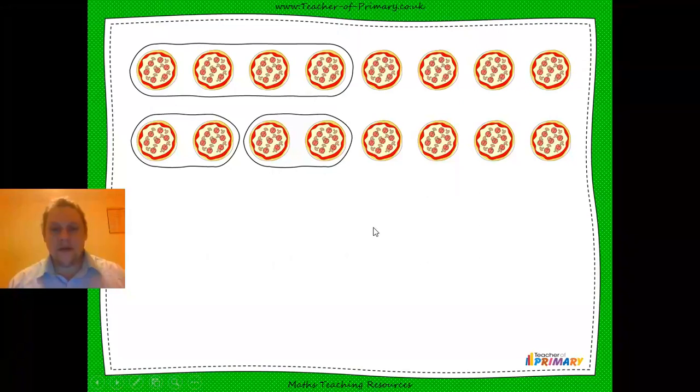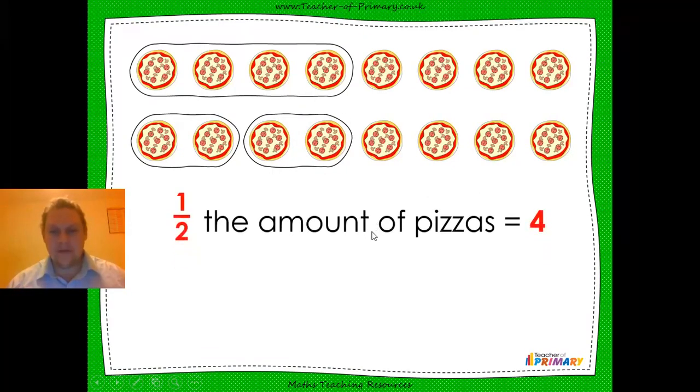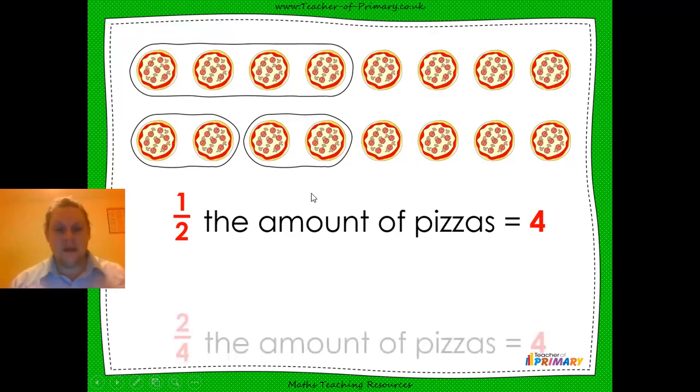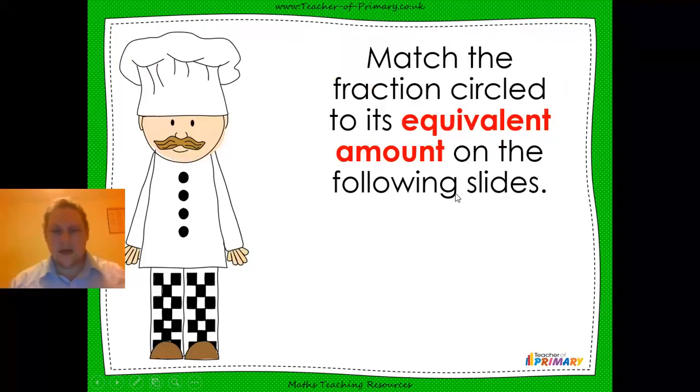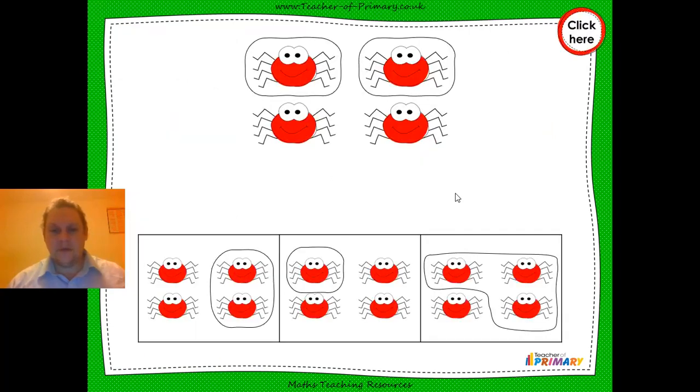All right, so there it is. Half the amount of pizza equals 4 pizzas. 1, 2, 3, 4. And 2/4 is going to be the exact same amount. So 2/4 of the amount is going to be 4 pizzas as well, because 2/4 and a half are equivalent fractions. They're exactly the same. Match the fraction circled to its equivalent amount on the following slides.